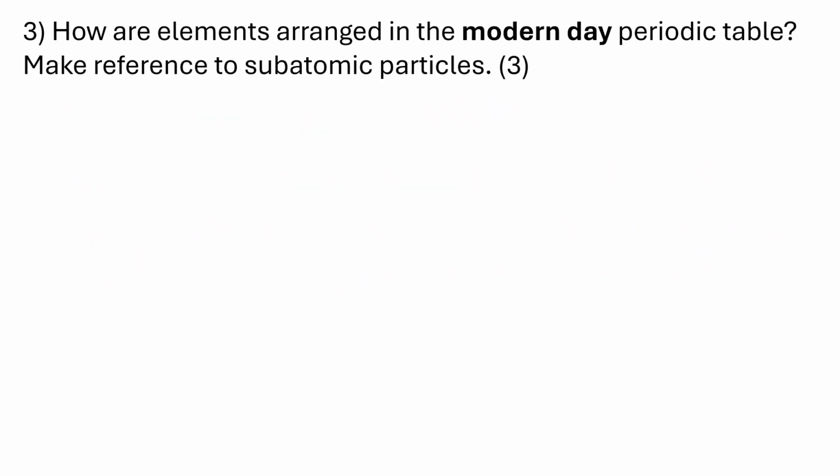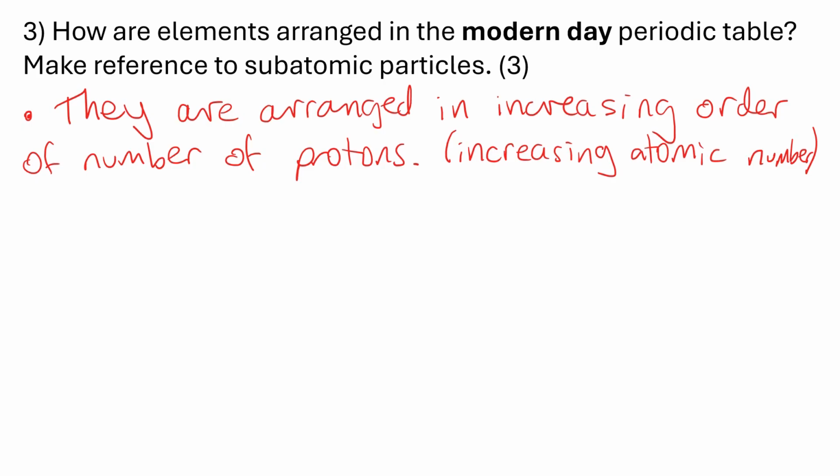Question 3. How are elements arranged in the modern day periodic table? Make reference to subatomic particles, and the subatomic particles we could talk about would be protons, neutrons and electrons, and we're looking for 3 points for the 3 marks. First of all, nowadays the elements are arranged in increasing order of the number of protons. So hydrogen's got 1 proton, helium's got 2, and so on. Or we could say the increasing atomic number.